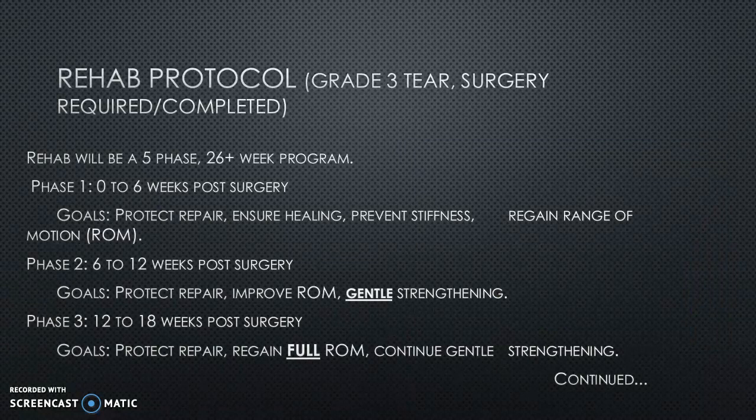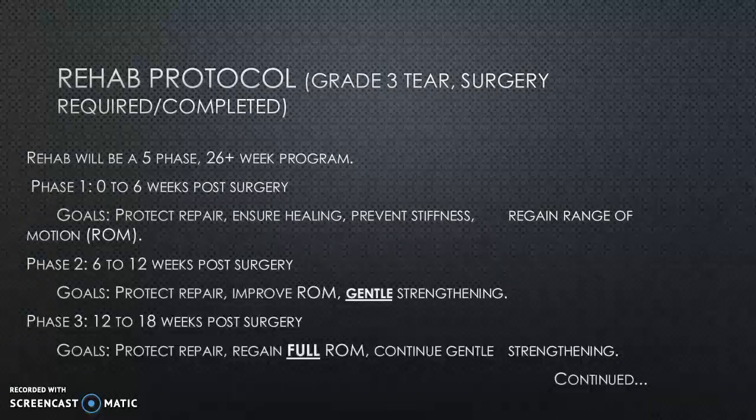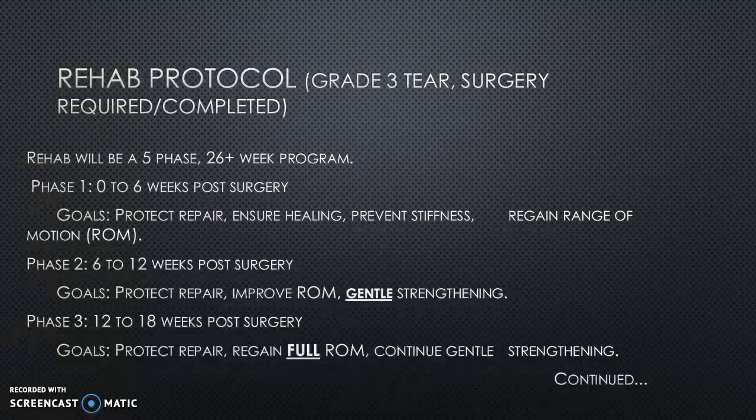Alright, so now we're going to go over the rehab protocol. The rehab will be a 5-phase, 26-week plus program. During phase 1, we will be 0 to 6 weeks post-surgery. Our goals are to protect the arm, ensure proper healing, and prevent stiffness of the arm, as well as regain range of motion. During the first couple weeks, it's going to be passive range of motion. You're not going to do a whole lot of activation of those shoulder muscles.